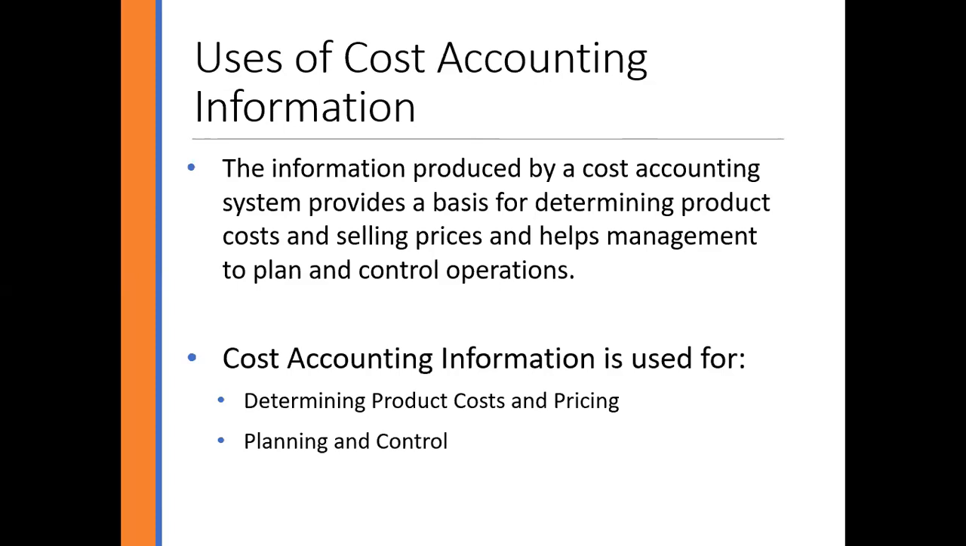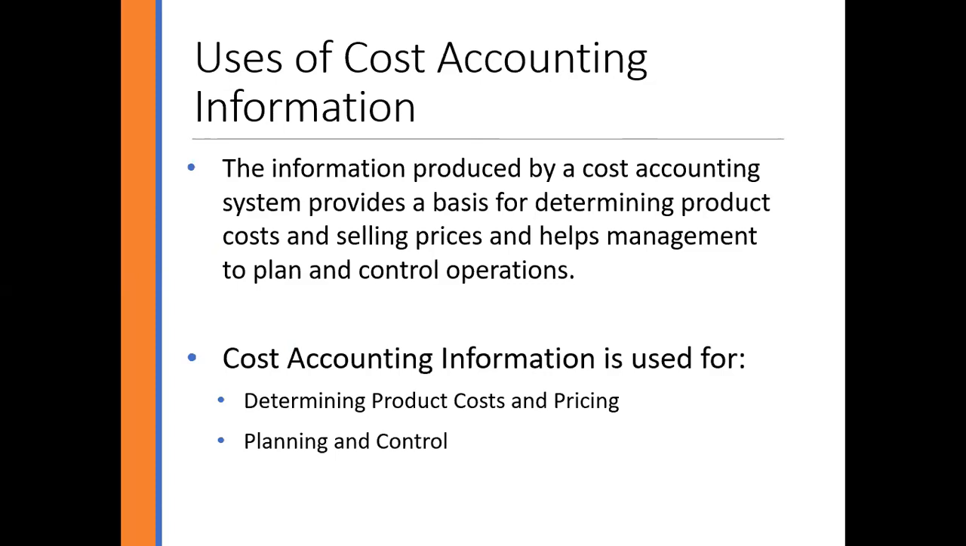We can do variance analysis to determine if we're favorable or unfavorable. We can look at budgeting versus actual results. Things like that are all part of cost accounting, right? So just like it shows here, the information produced by a cost accounting system provides a basis for determining product cost and selling prices, and helps management to plan and control operations. And we'll see this again as we continue through the textbook.